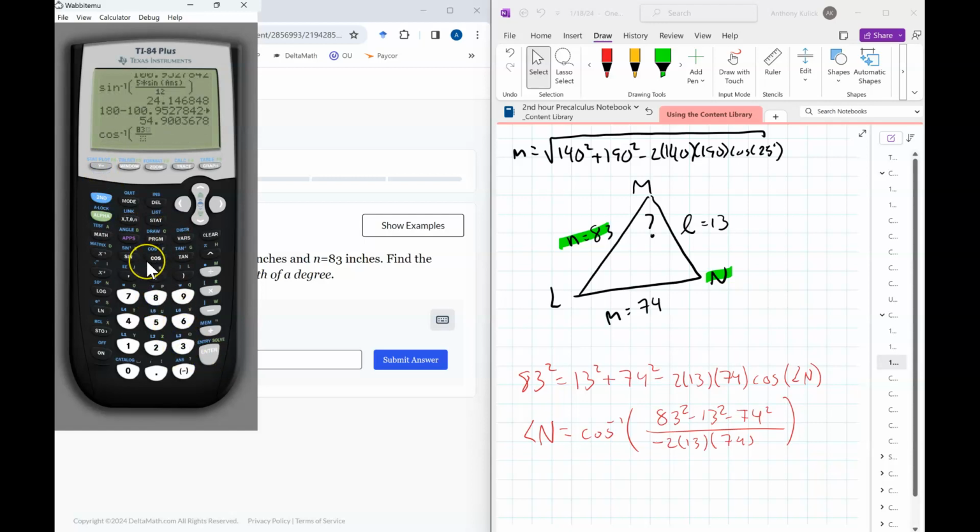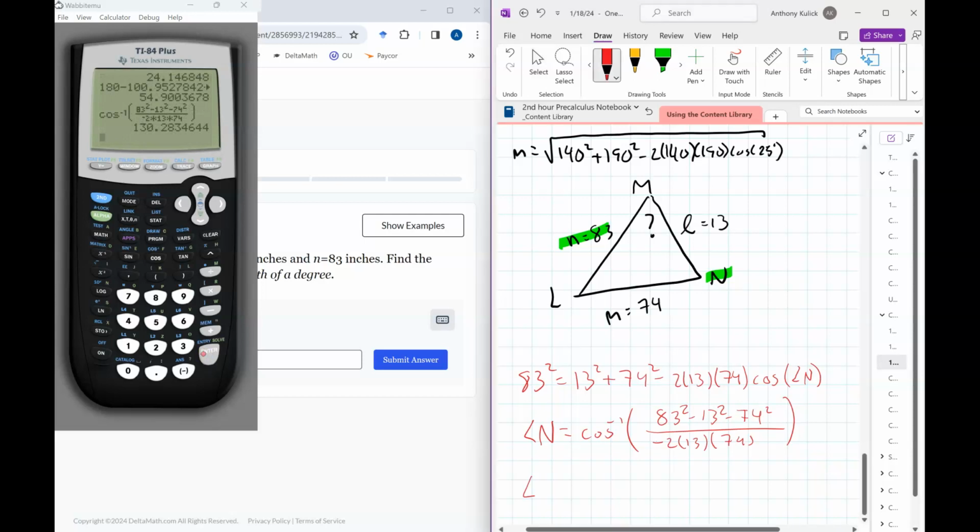Now, if they asked me to solve for the biggest angle, that's not a big deal. But if I'm asked for the middle angle or the smallest angle, I need to be real careful there and still go in the proper order. So that comes out to be 130.28.